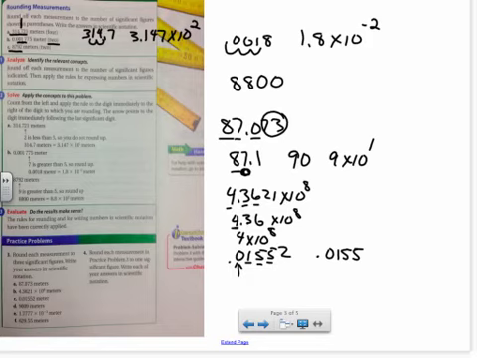And to 1 significant digit, that's going to be this one right here. And the 5 is going to round it up, so it's going to be 0.02. And I need to make it in scientific notation. Got to move the decimal place 2 places. It'd be 2 times 10 to the negative 2.